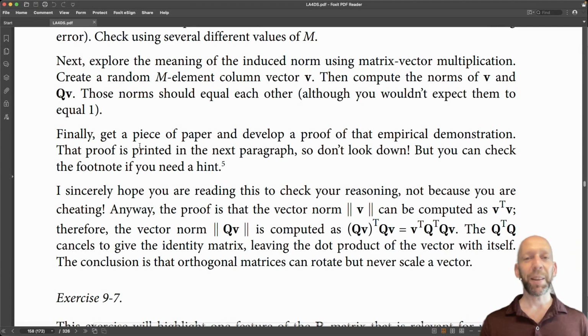Finally, we get to the last part of this exercise, which is for you to work through a proof of that empirical demonstration. So again, the empirical demonstration that the norm of v and the norm of Qv are always going to be exactly the same as long as Q is an orthogonal matrix. Okay, so I'm going to now explain the proof, which is also written out in this paragraph. It's a really simple proof. I hope you managed to work through it on your own.